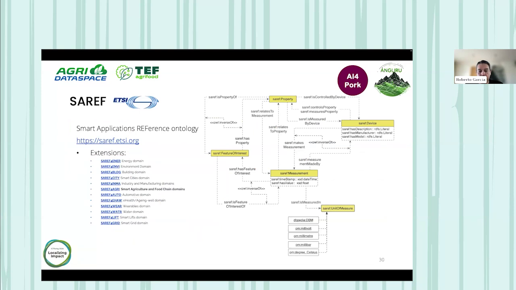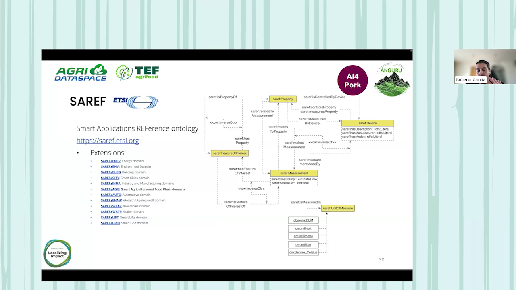And one example of this, as it was mentioned, is how to model the data that we get from the sensors. In this case, it will be from the farm. We are using this ontology or this vocabulary that is called SARF, that is for modeling sensor data.